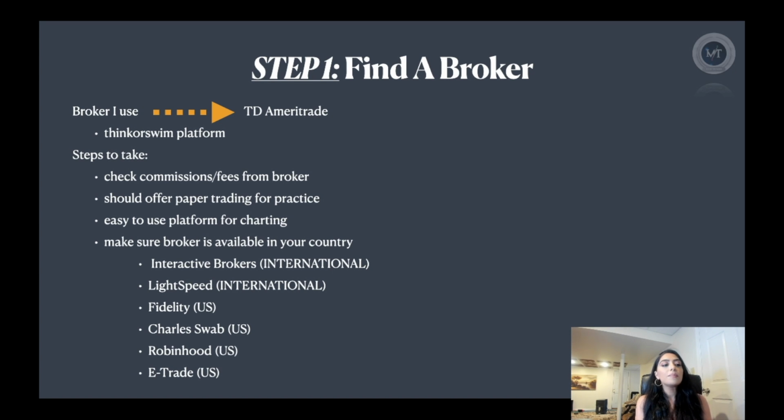It's really helpful. Also want to make sure that the specific broker is available in your country. Sometimes specific brokers are only available to U.S. citizens. So for example, Charles Schwab, Robinhood, and E-Trade, I believe, are all just for U.S. citizens, and then Interactive Brokers and Lightspeed are for international individuals, non-U.S. citizens as well. So make sure that whatever broker you're going to utilize, it is available for you in your country.